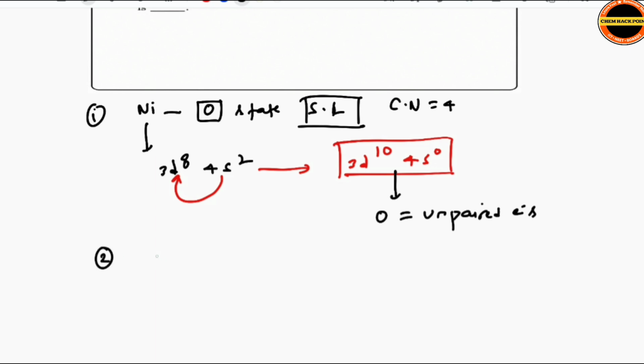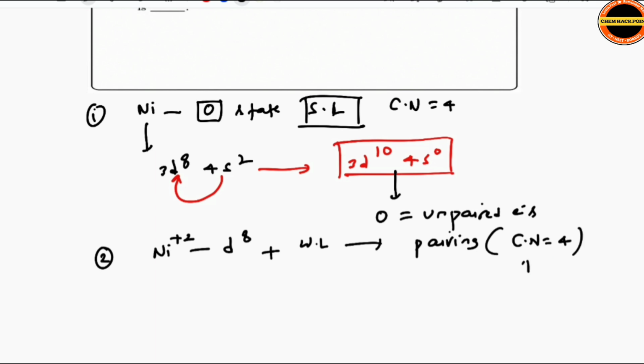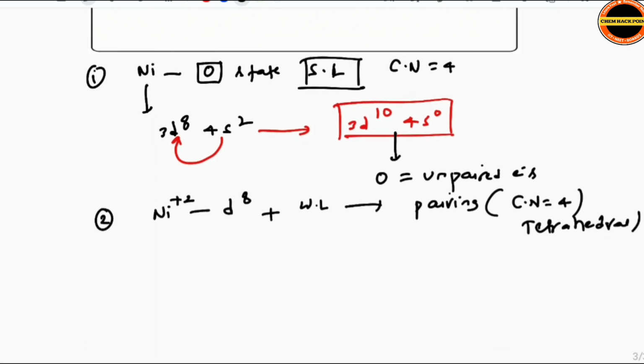Next one, [NiCl4]2-. Here nickel is in +2 state, whose configuration is d8. Which ligand is given here? It is a weak ligand. Whenever a weak ligand is given, no pairing occurs. Ni2+ d8. Coordination number, how much is it? Coordination number 4. So it is tetrahedral, because weak ligand, right? No pairing here.